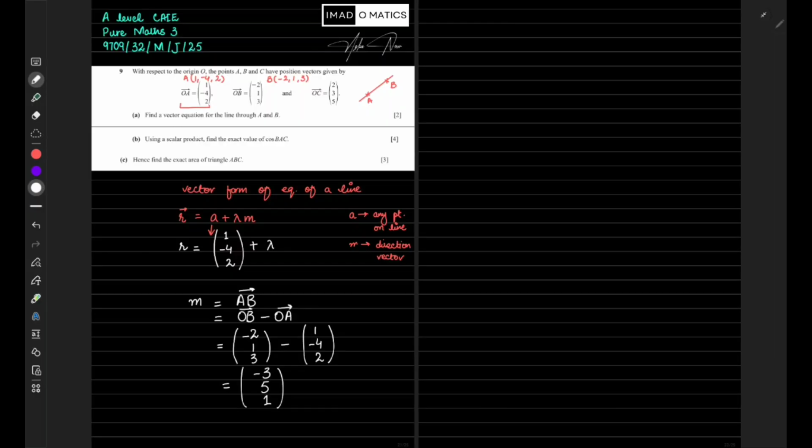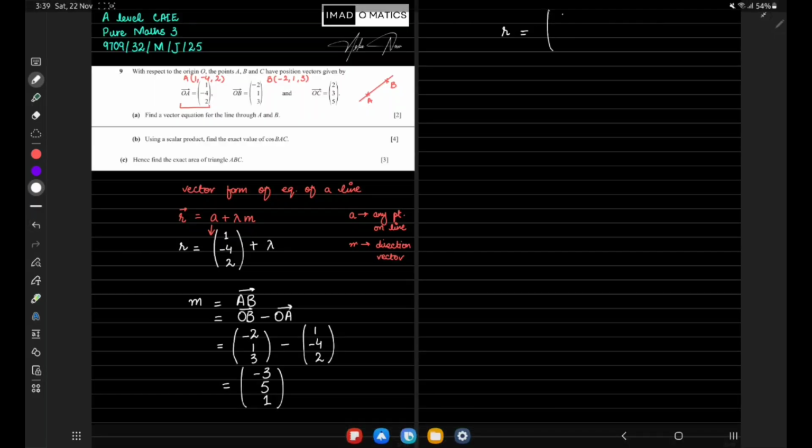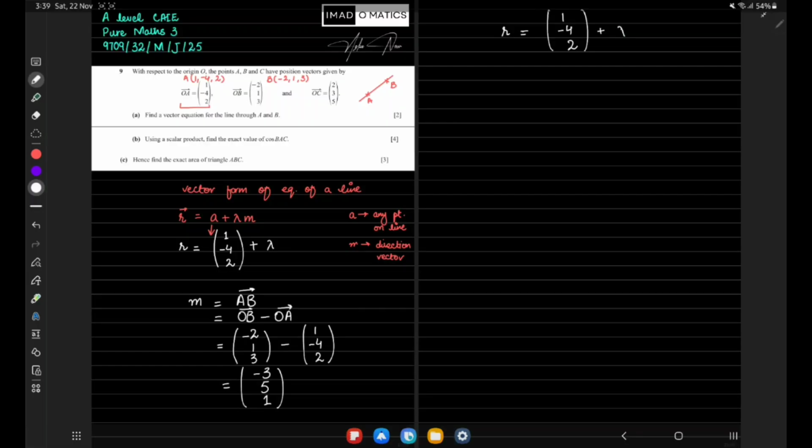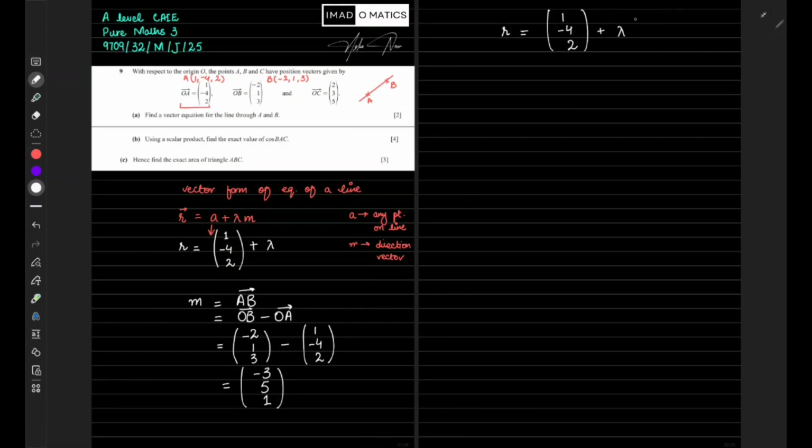So let's substitute this in your vector equation. So it will give you r equal to (1, -4, 2) plus lambda (-3, 5, 1). So this is your vector equation. Now part B: using a scalar product, find the exact value of cos BAC.